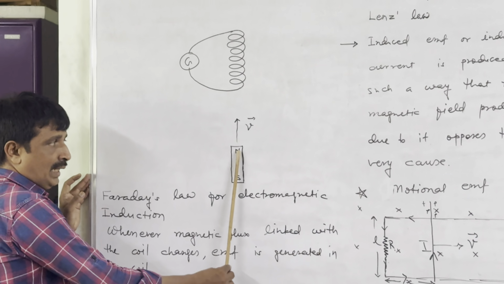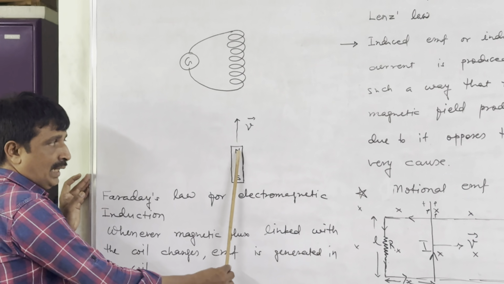So what is the instantaneous EMF? Minus limit delta t tends to 0 of delta phi by delta t, that is minus d phi by dt. After this position is attained, suppose the magnet becomes stationary. At that time, no flux is changing, so EMF is not produced. And after that, this one is north pole, this one is south pole, and we are moving it away.